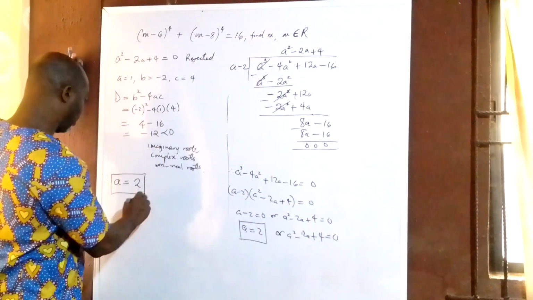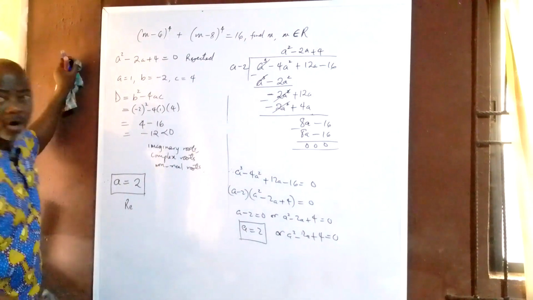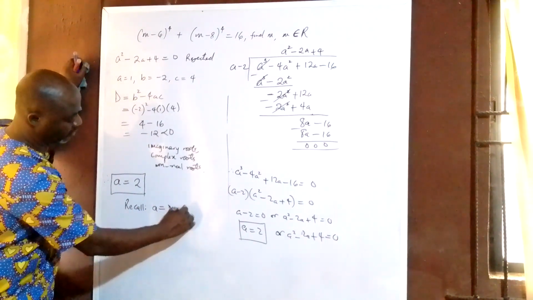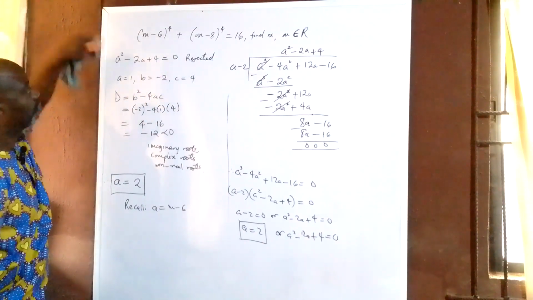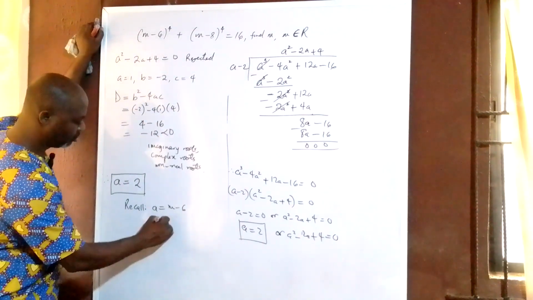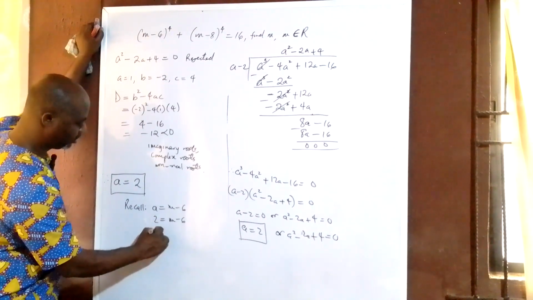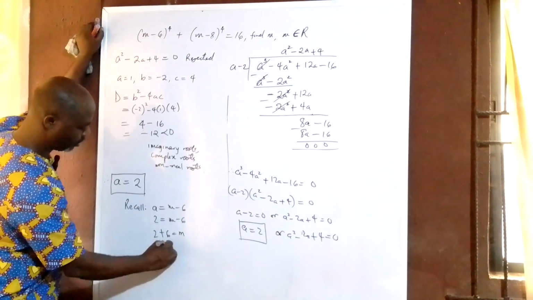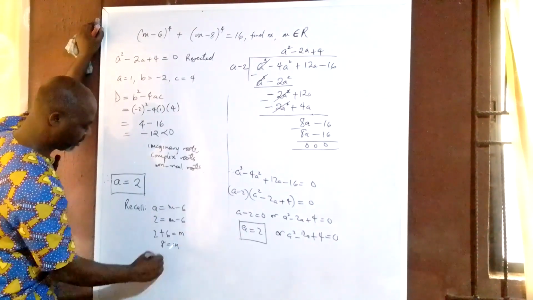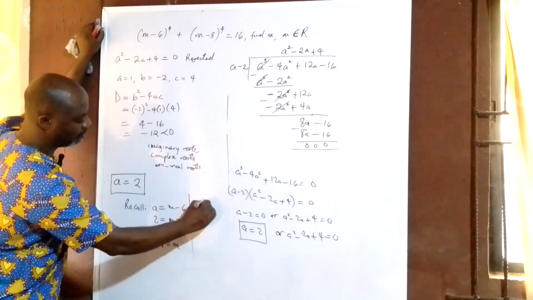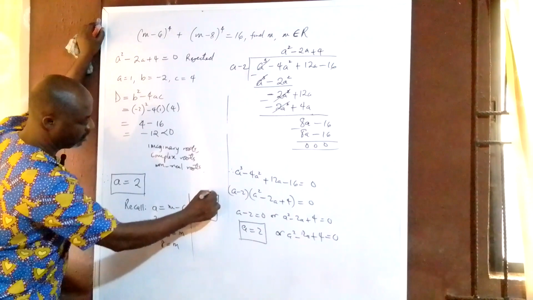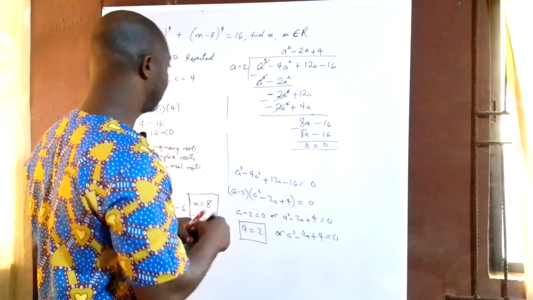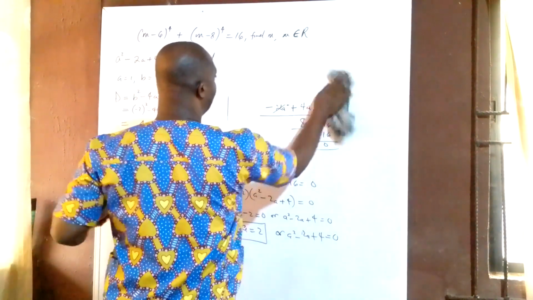But don't forget, recall that we said a should be equal to m minus 6. Since a is 2, m minus 6 equals 2, so we have 2 plus 6 equal to m, 8 equal to m. So this means that m equal to 8. This is the real number solution of this expression. We can check that to be certain.